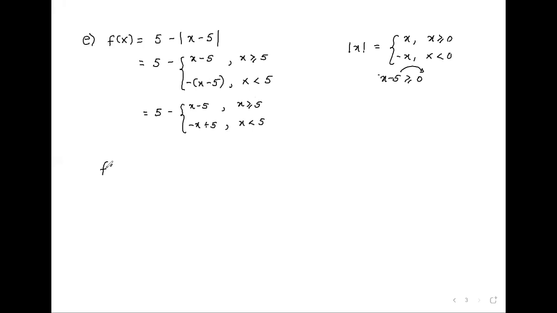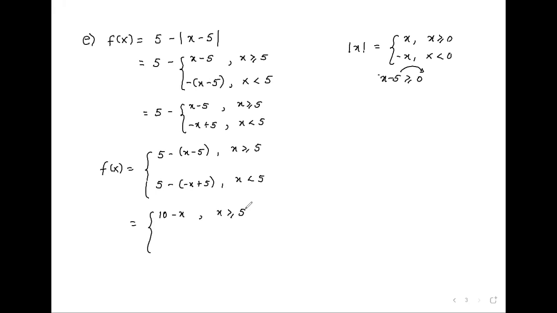So that f of x as a full function becomes 5 minus x minus 5 if x is greater or equal to 5. It becomes 5 minus negative x plus 5 if x is less than 5. But this is the same as 5 minus x plus 5, which is 10 minus x for x greater or equal to 5. And it is 5 minus 5, that is 0. So we get x if x is less than 5.